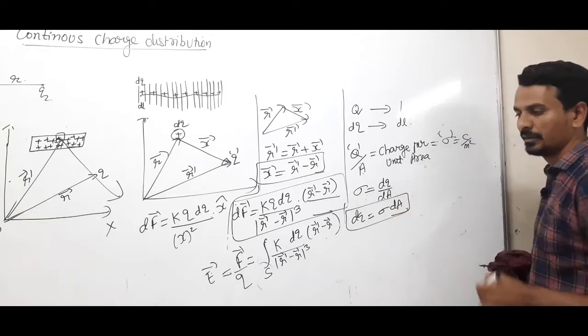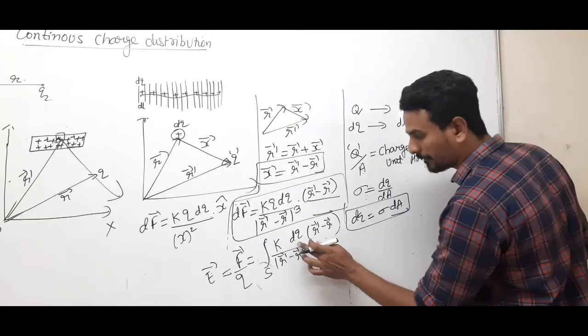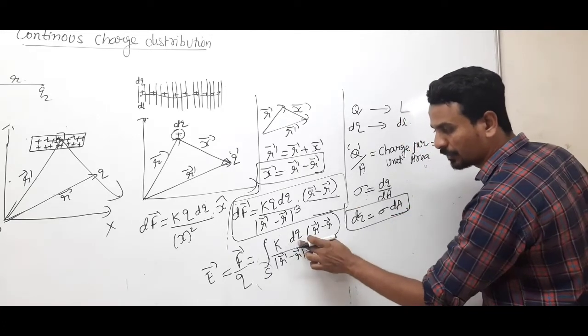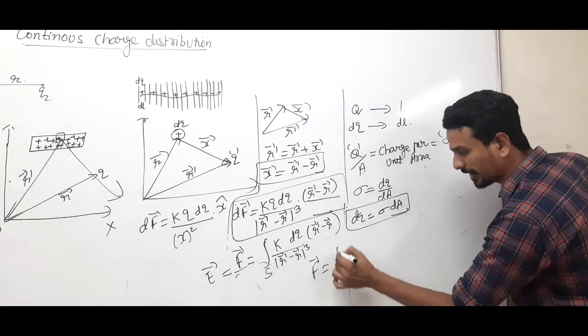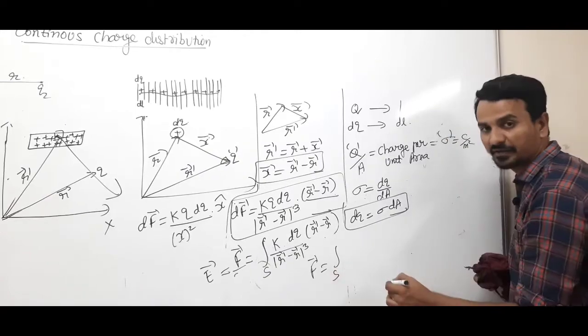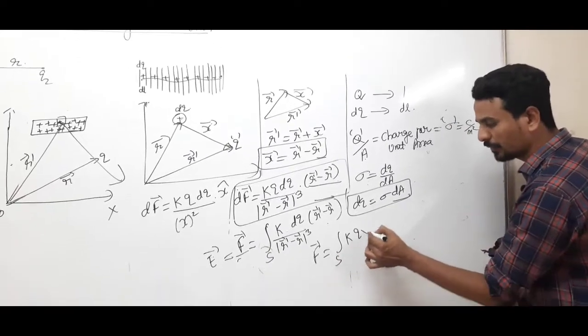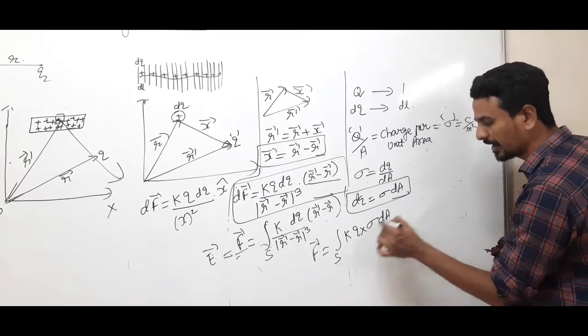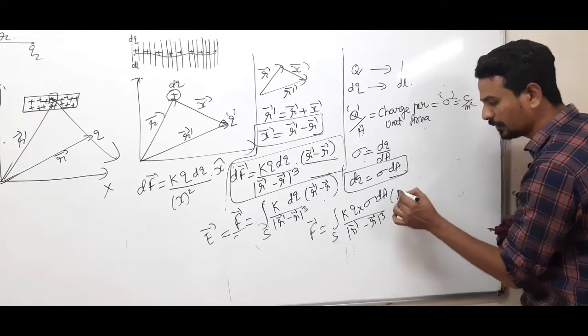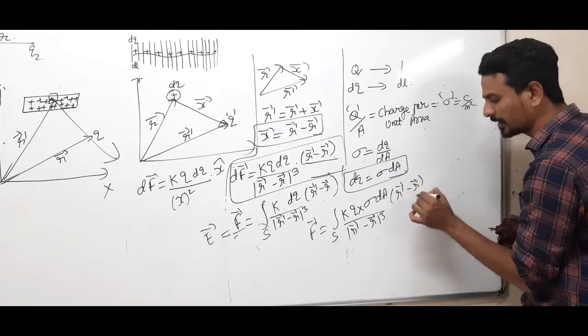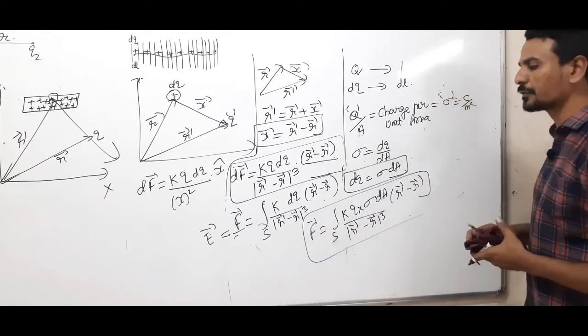That's it. Clear? So instead of dq, like this was the force, no? Total force was integration. We'll place here surface area. Kq, instead of dq, I'll write sigma dA upon |r' minus r| the whole cube into (r' minus r). The other things will remain the same. You just have to change this to sigma.